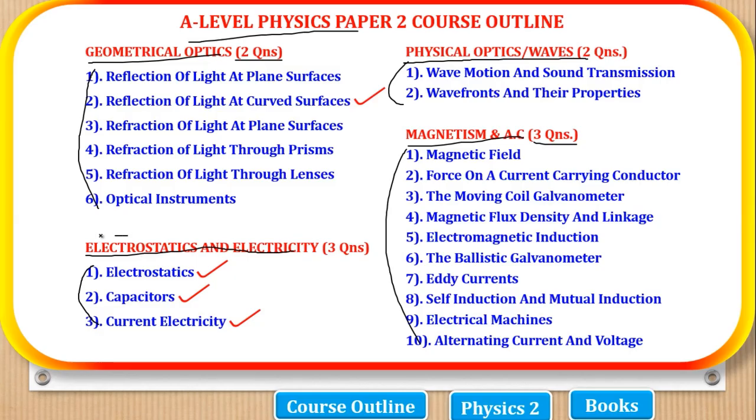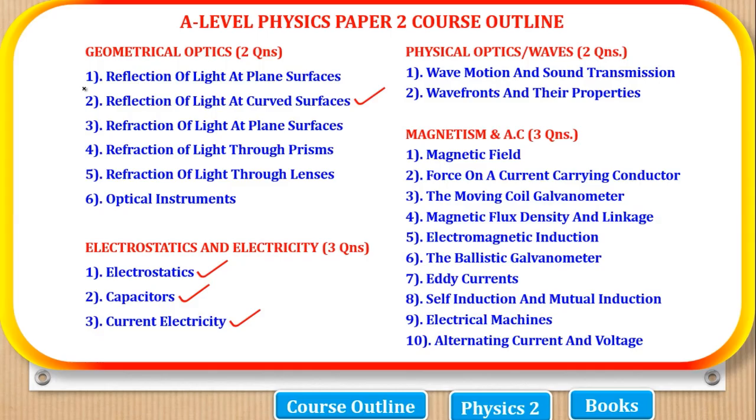We already finished the part of electrostatics and electricity, and now we are on the part of geometrical optics. The first topic here has been skipped because it does not have calculations. So we shall go to the second topic, which is reflection of light at curved surfaces.